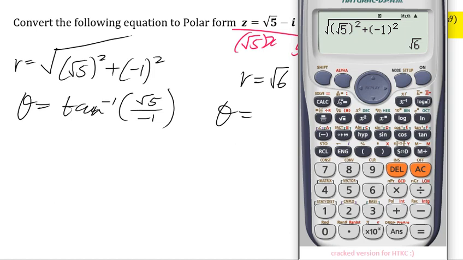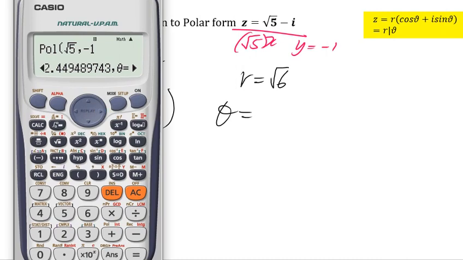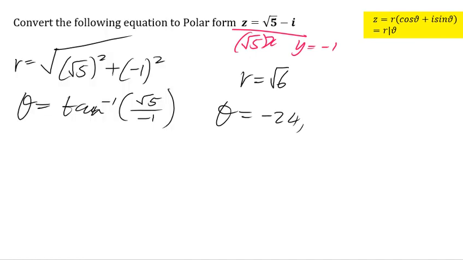Theta will be equal to, just do this. Let me show you. You are moving to pole. Just say root 5 shift comma minus 1. Then you'll get your answer. See? Now you know what your angle is. This will never go wrong. So you've got minus 24.095.